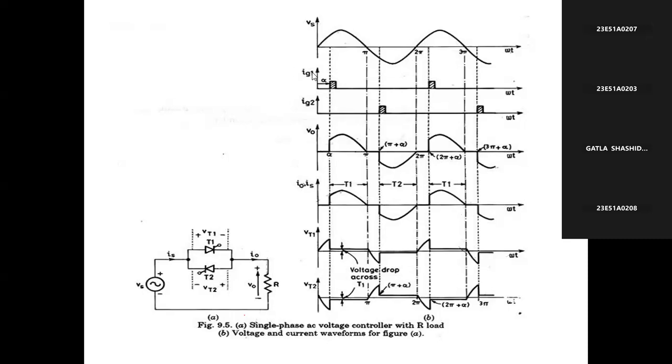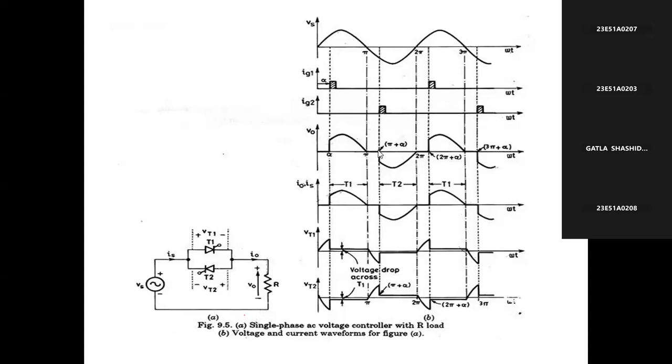Now Ig1 is the firing pulse to thyristor 1, gate current. Ig2 is the firing pulse to thyristor 2. At alpha, I am giving firing pulse to T1 during positive cycle. During negative cycle, I am giving firing pulse to T2. Again during positive cycle, T1. Again during negative cycle, T2. Since your load is R, exactly at alpha, I am getting the output voltage, up to pi.